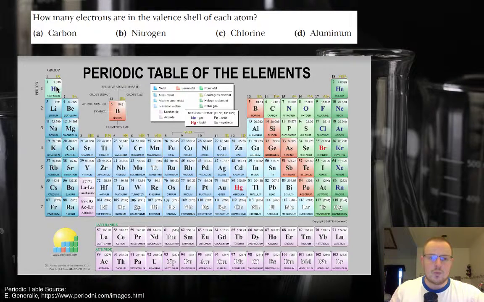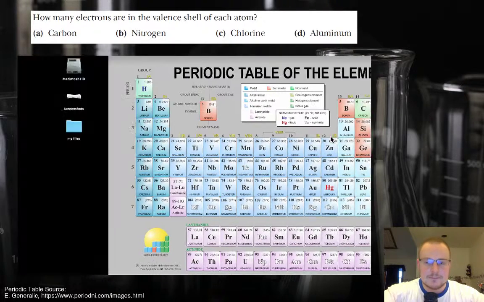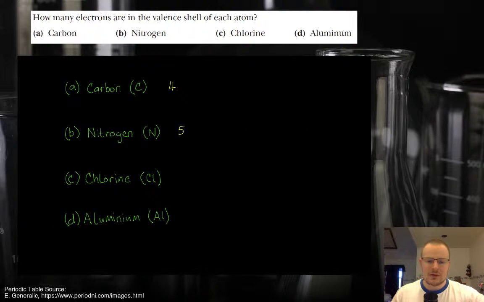So we can see that in its first shell it has 2. In its second shell it has all 8: 1, 2, 3, 4, 5, 6, 7, 8. And in its third shell it has 1, 2, 3, 4, 5, 6, 7. There we have chlorine with 7 outer or 7 valence electrons. So we'll go and answer that. Chlorine has 7 valence electrons.